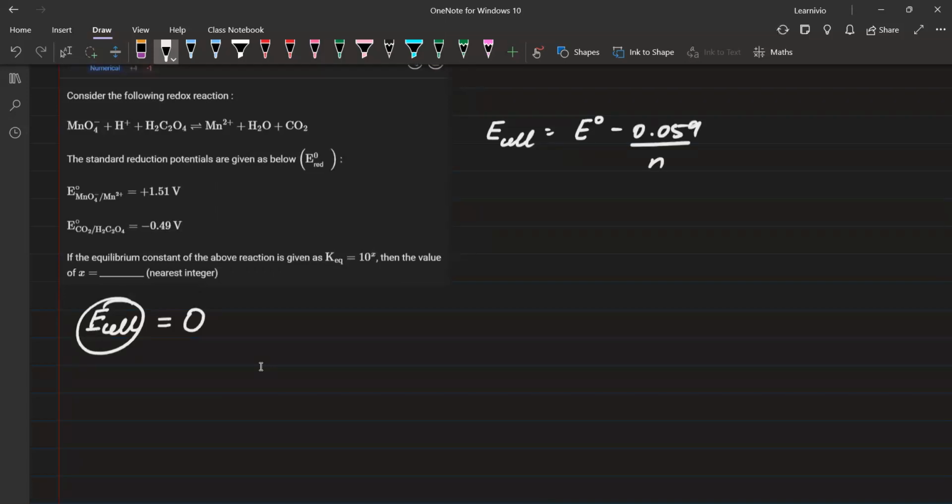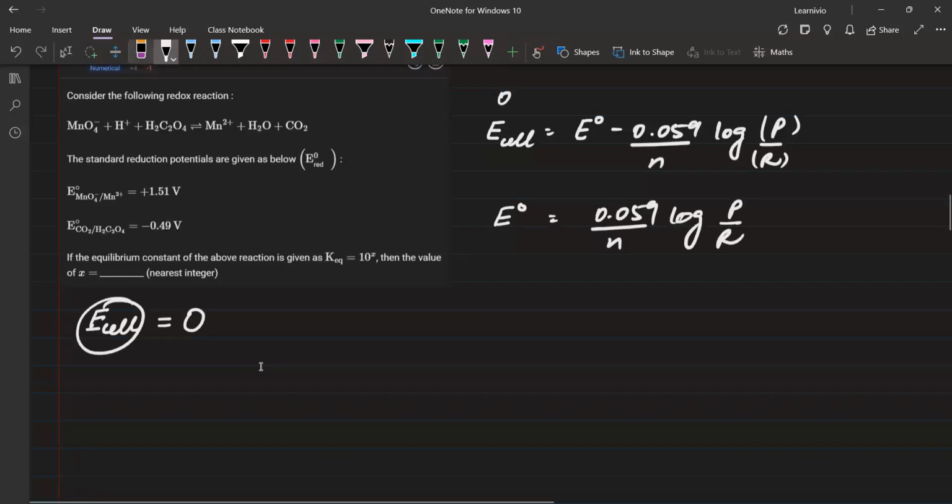the number of electrons, log of product upon reactant, raised to the power. Now, since E cell is equal to 0, we can write E naught is equal to this minus 0.059 will go to that side, and it will become E naught is equal to 0.059 divided by N log of product upon reactant. Okay, so please try this now.